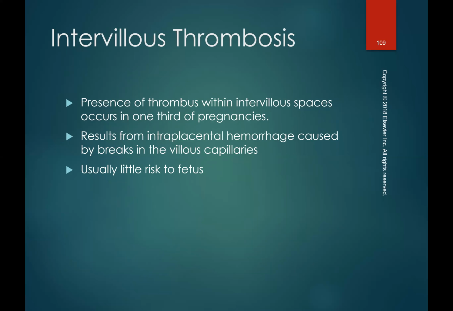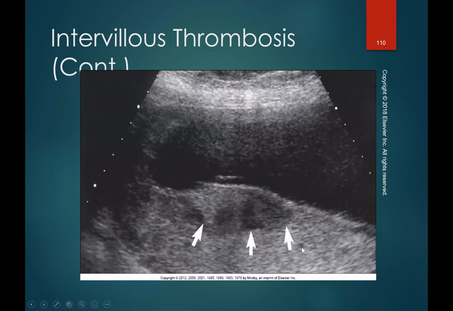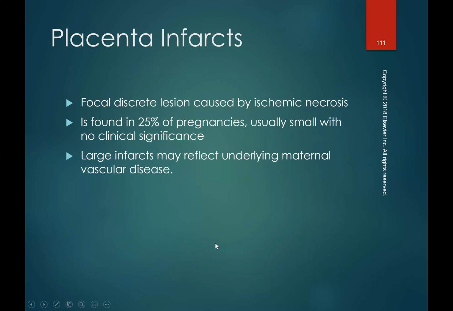You can also have intervillous thrombosis, and that's just the presence of thrombus within the intervillous spaces, and it occurs in 1/3 of pregnancies, so it's pretty common. There's usually no risk to the fetus, but you will see little hypoechoic areas within the placenta. Kind of looks like this in the placenta. Placental infarcts are focal discrete lesions caused by ischemic necrosis, and it's found in 25%. Again, usually no clinical significance.